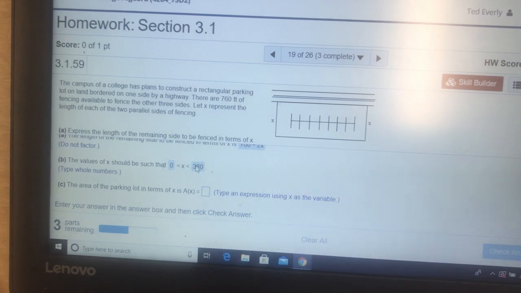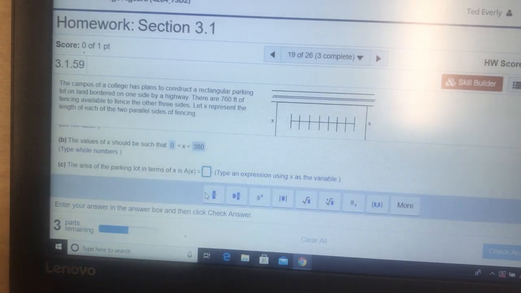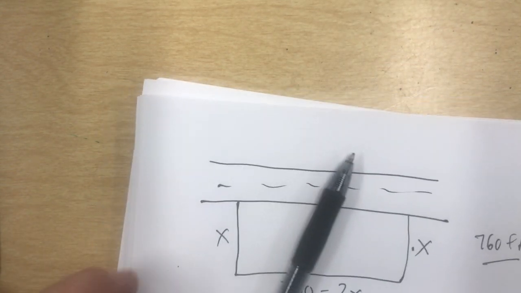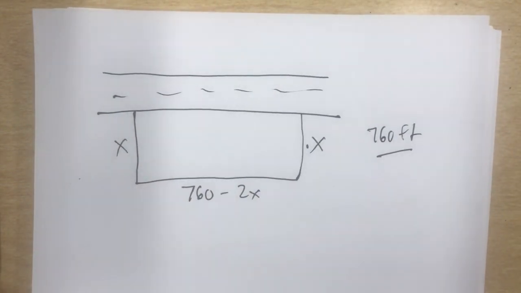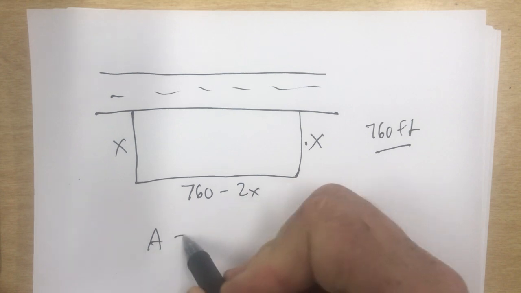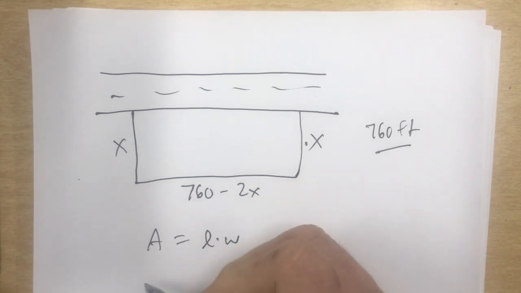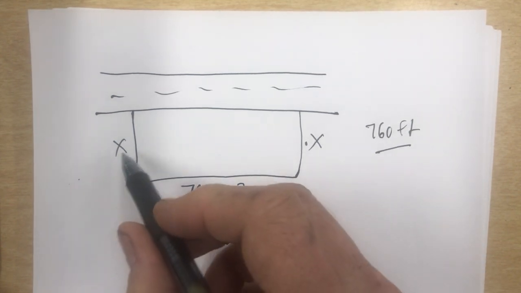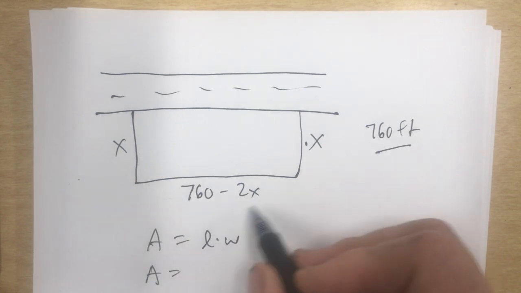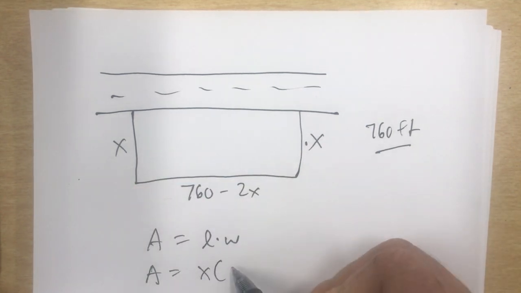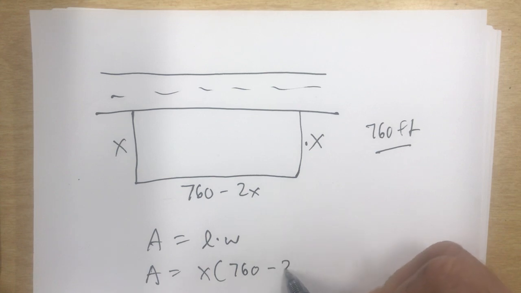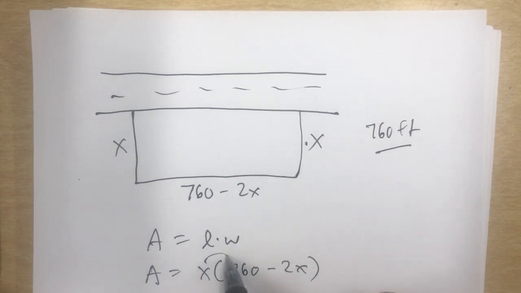Okay, now the area of this, all right, look at this here. I can't draw on the pad, so I got to move it out of the way. Area is length times width. My length is this 760 minus 2x, and my width is the x. So basically, I'm going to be multiplying these two things. And I distribute this x here, which is going to be 760x minus 2x squared. There's my area right there.